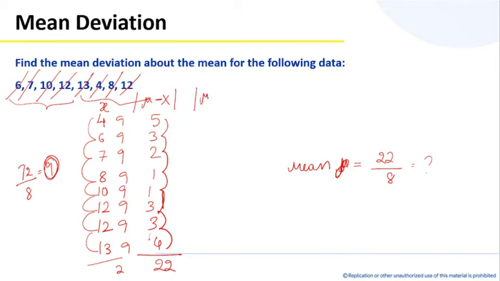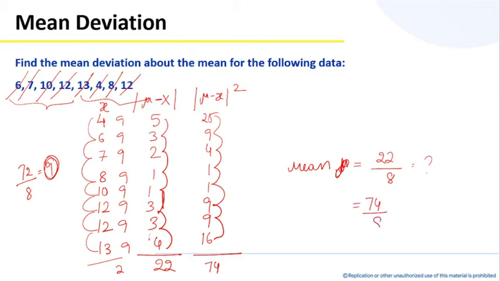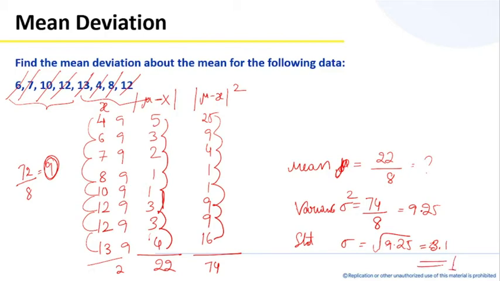Similarly, if I'm interested in calculating the standard deviation: 5 squared is 25, 3 squared is 9, 2 squared is 4, 1 squared is 1, 1, 3 squared is 9, 3 squared is 9, 4 squared is 16. The sum is 74. This 74 has to be distributed over 8, which is approximately 9.25, and this is the variance, represented with sigma square. Our standard deviation is the square root of 9.25, which is less than 3.1 and greater than 3, so somewhere around 3. Yes, that's how we calculate it.